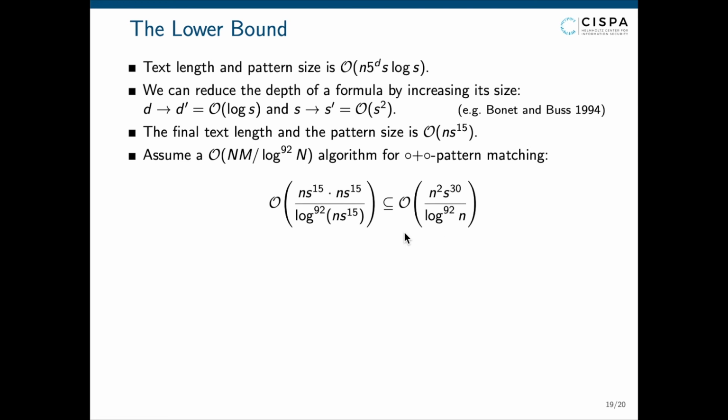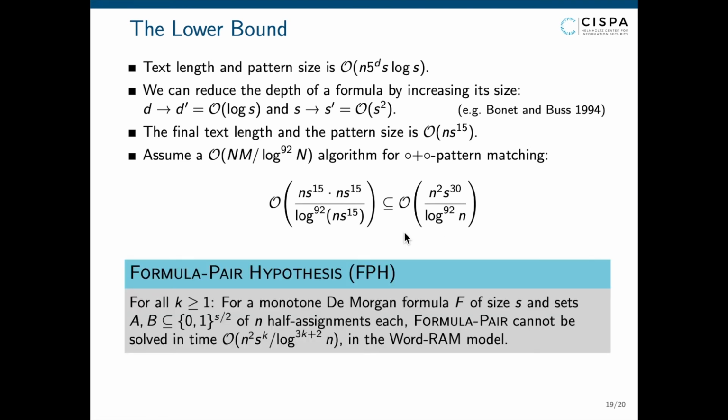But if we take a look again at the formula pair hypothesis, it says that for all k we don't have such a running time. And actually, if we choose k equals 30, we see that this algorithm is not possible. So we get a conditional lower bound that we cannot shave more than 92 log factors, assuming the formula pair hypothesis.